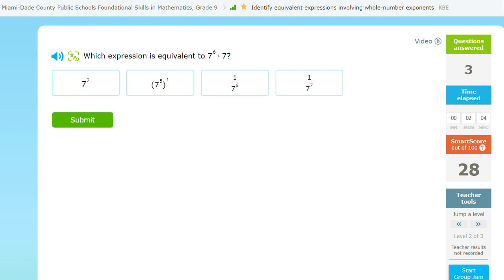7 to the 6th times 7 to the 1st is going to be 7 to the 6th plus 1, because again, remember, when there's no exponent, there's really a 1 there. So that's 7 to the 7th power. So this is the only correct option. That's wrong, and that's wrong. So the first option is correct.